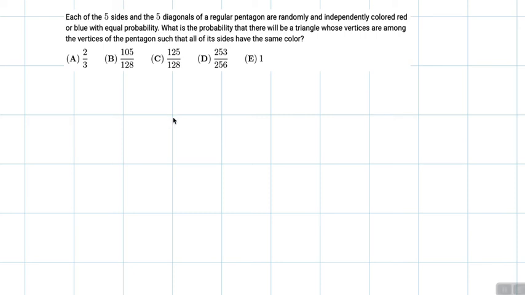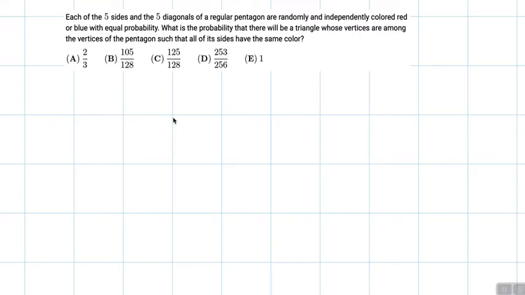Each of the 5 sides and the 5 diagonals of a regular pentagon are randomly and independently colored red or blue with equal probability. What is the probability that there will be a triangle whose vertices are among the vertices of the pentagon such that all of its sides have the same color?